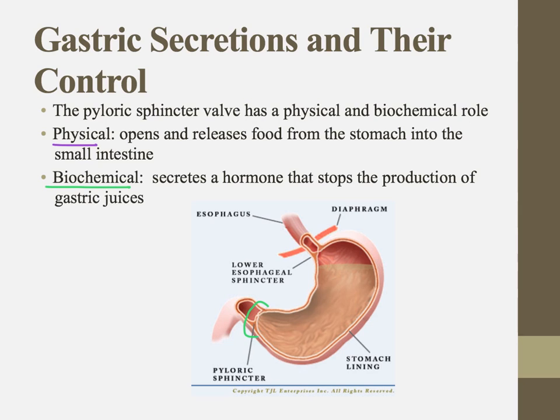When this pyloric sphincter valve opens and allows the food to go into the small intestine, I don't need all of these gastric juices anymore because the food is going to be leaving. So when that valve opens and lets the food go through into the small intestine, that process secretes a hormone that stops the production of the gastric juices. So it's the medulla oblongata in the brain that gets those juices going, and it's the opening of the pyloric sphincter valve that triggers a series of reactions that stops that production of gastric juice.